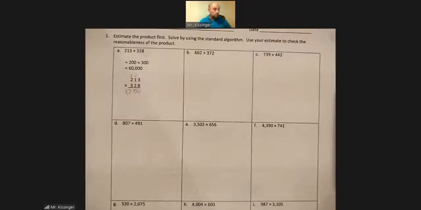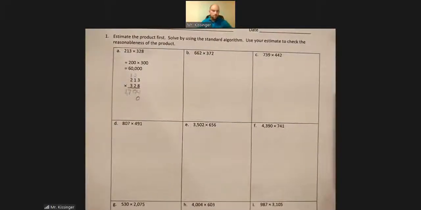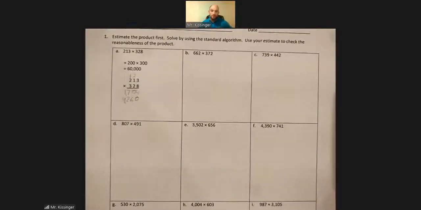So now we're going to multiply all of the place values in 213 by 2. Except it's not 2, it's 20. So we know that it's going to end in a 0. So we do 3 times 2 is 6. 1 times 2 is 2. And 2 times 2 is 4. 4,260.